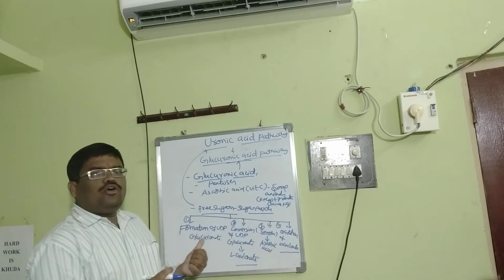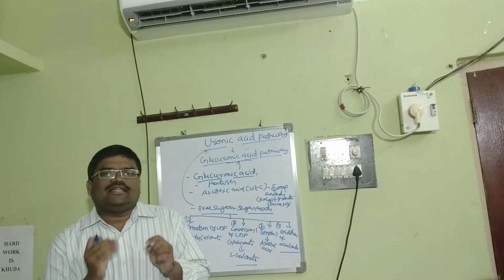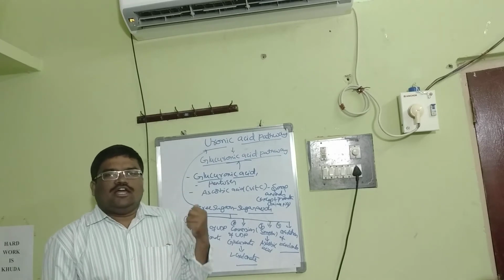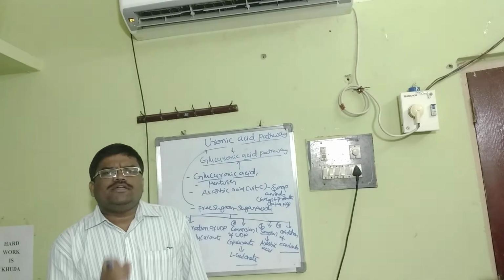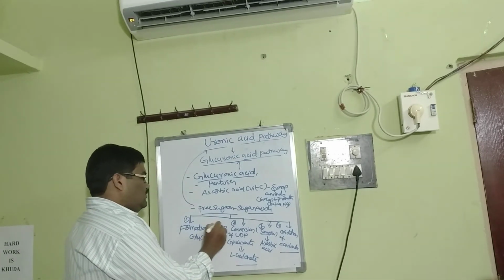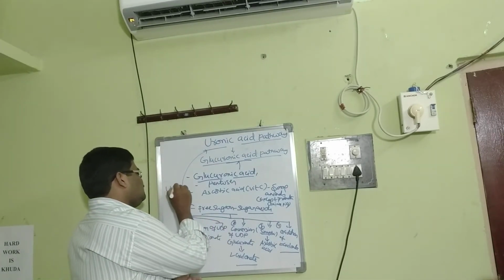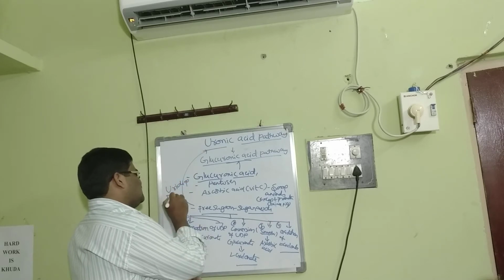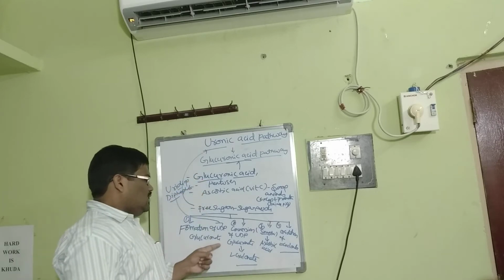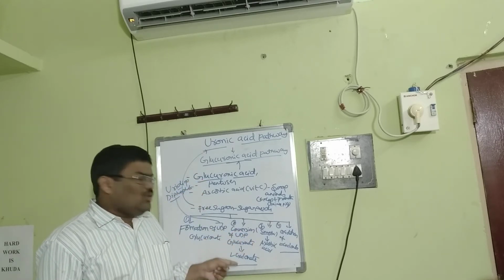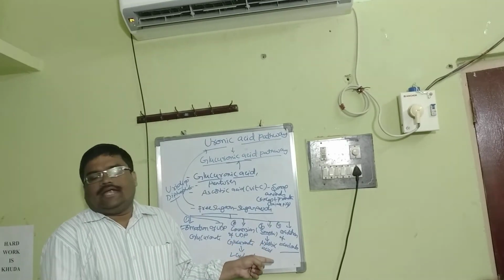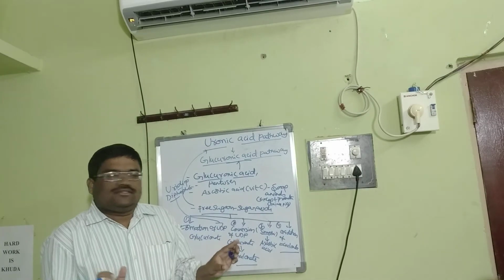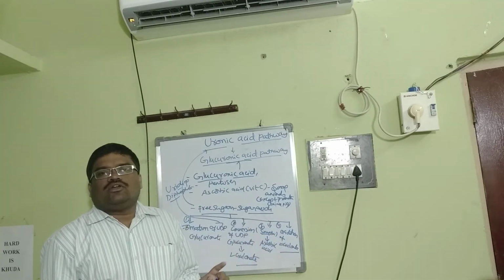The 4 major steps involved in the uronic acid pathway are: number 1, formation of UDP glucuronate. Here UDP means uridine diphosphate. Then conversion of UDP glucuronate to L-gulonate. Number 3, in some animals, synthesis of ascorbic acid, which we have already discussed, except primates. Number 4, oxidation of L-gulonate.